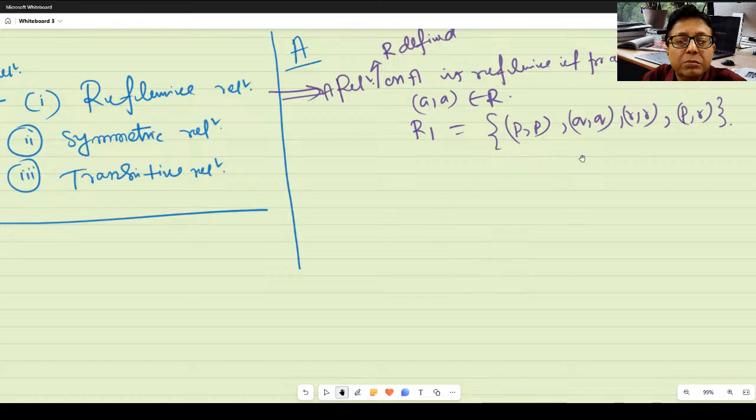So this one is a reflexive relation. Symmetric relation, how do you define it? There may be more elements. RP may be there, PQ may be there. Symmetric under what condition?